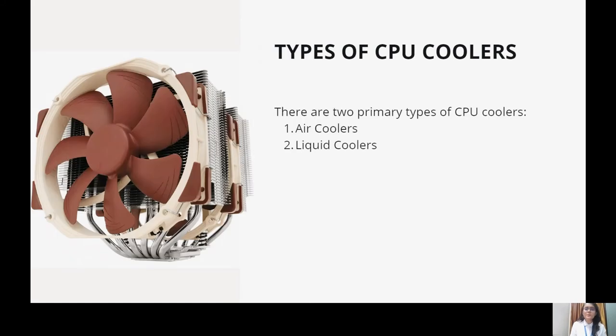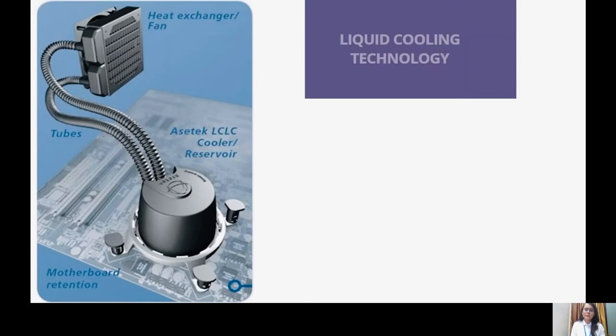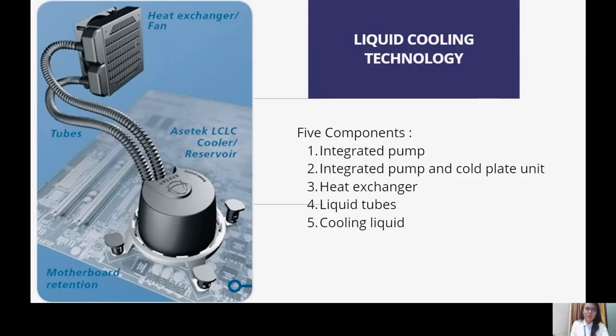Now, talking about the types of CPU coolers, there are basically two primary types of CPU cooler. The first one is air coolers and the second one is liquid coolers. Here we'll concentrate on liquid cooling technology. Basically, liquid cooling technology is none other than radiators for the processor inside a computer. Like an automotive radiator, a liquid cooling system circulates a liquid through a heat sink attached to the processor. As the liquid passes through the heat sink, the heat is transferred from the hot processor to the cooling liquid.